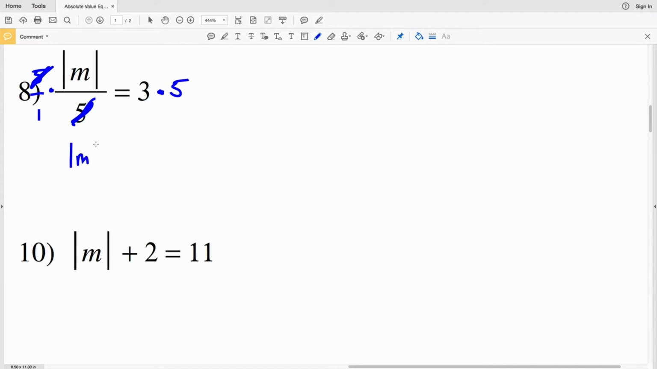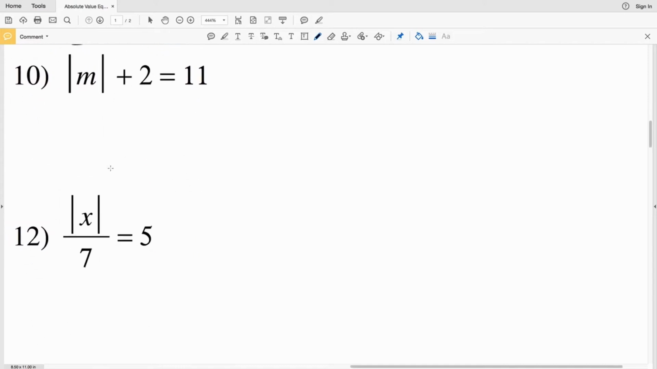So we'll have the absolute value of m on one side equaling 15, on the other. So now we know that this m can either equal a negative 15, since the absolute value of negative 15 equals 15, or it can equal a positive 15, since the absolute value of positive 15 is also 15.